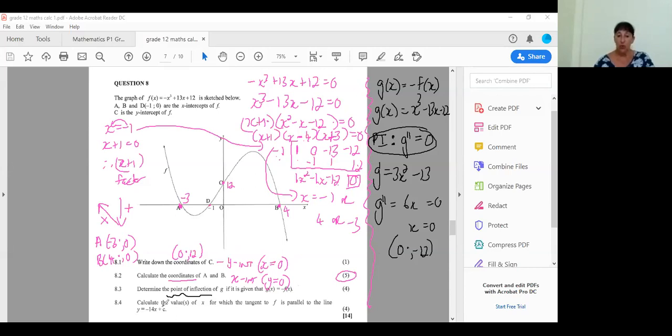Right, now the next question, calculate the values of x for which the tangent to f is parallel. So these are my keywords, tangent, parallel to. Okay, remember parallel means same gradients, same m. Same as this m. And what is this m? It is minus 14. But what is another word for gradients? It is derivative.